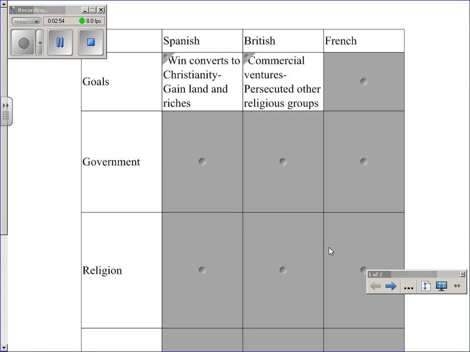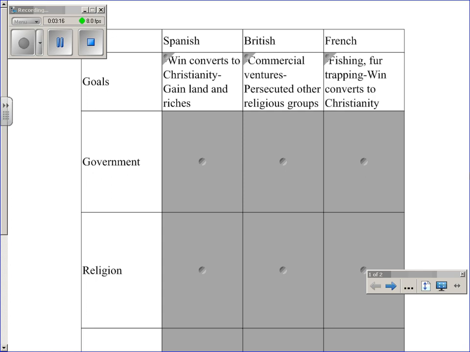Now, the British, they were interested in commercial ventures, meaning they were looking to move out and secure colonies that would provide wealth to the mother country. And additionally, groups like the Pilgrims or the Puritans that we talked about in the last chapter, they sought asylum in the New World.